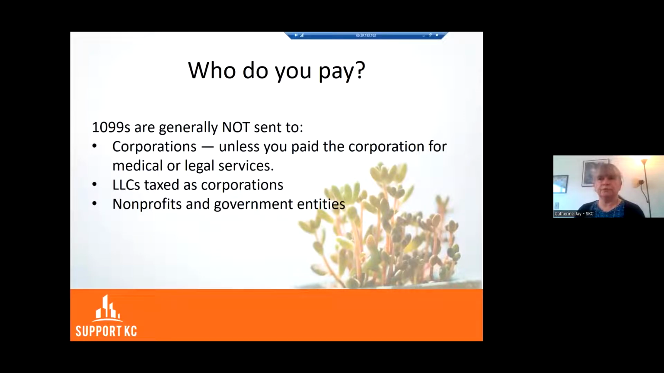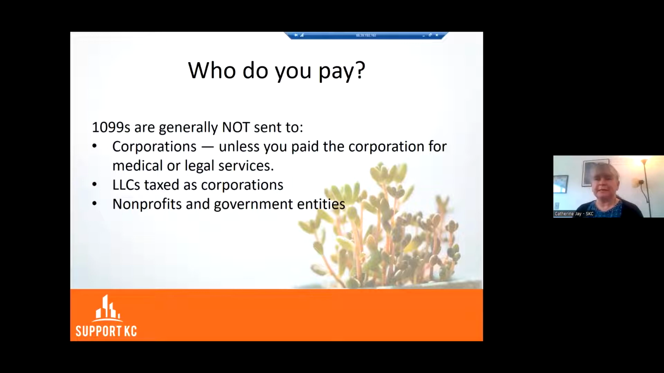And who do you not send, who does not need a 1099, which are generally corporations and LLCs taxed as corporations, nonprofit organizations, and government entities. And there is an exception under corporations that if you're paying an attorney for legal services, or if you're paying a doctor or nurse or a clinic for medical or healthcare services, those two entities, the medical and the legal, even though they're a corporation, you need to send them a 1099.